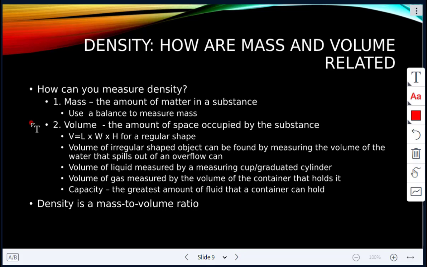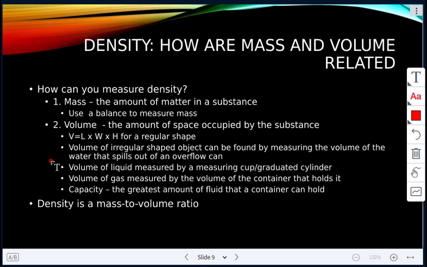Next is volume. Volume depends on whether it's a liquid or a solid. If it's a solid, like a cube shape or a rectangular prism, we can calculate volume by length times width times height. If it's an irregularly shaped object, you can find the volume by measuring the volume of the water that spills out of an overflow can. It's called Archimedes' principle.